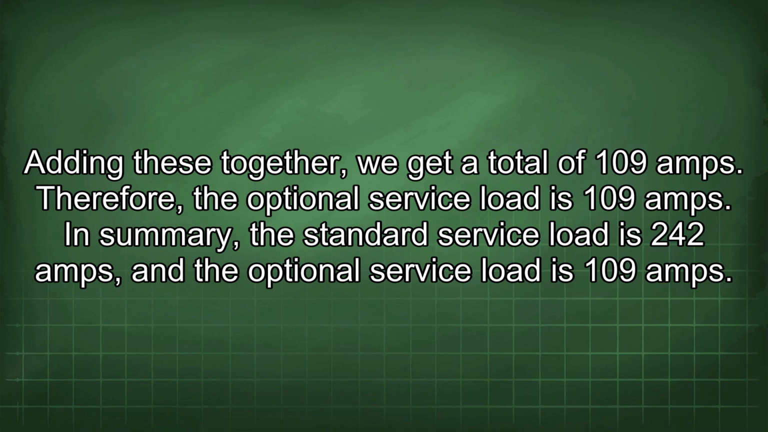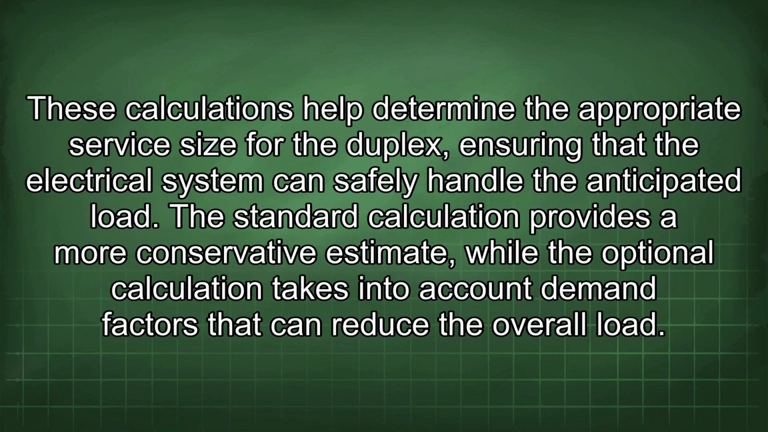In summary, the standard service load is 242 amps, and the optional service load is 109 amps. These calculations help determine the appropriate service size for the duplex, ensuring that the electrical system can safely handle the anticipated load. The standard calculation provides a more conservative estimate, while the optional calculation takes into account demand factors that can reduce the overall load.